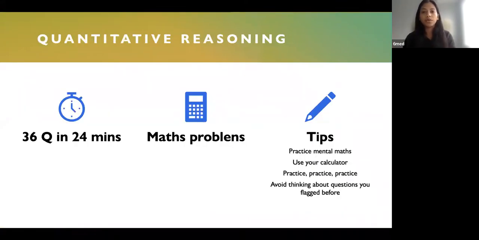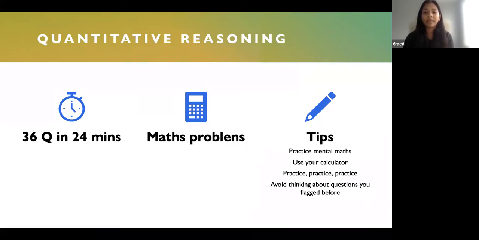Okay, moving on to quantitative reasoning. So quantitative reasoning is relatively easy. So it's GCSE level maths basically, and you get 36 questions in 24 minutes, lots of maths problems. You do get an online calculator on the right hand corner of your screen if you need it, especially for difficult sort of calculations that you might want to do. The main tips for this is just practicing your mental maths and use your calculator when needed, and again practice lots of questions.